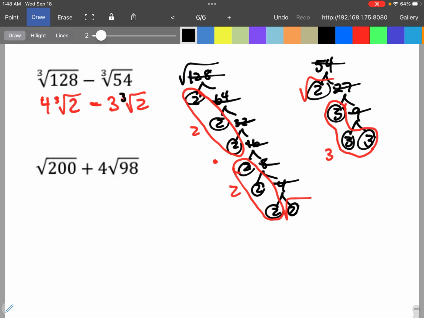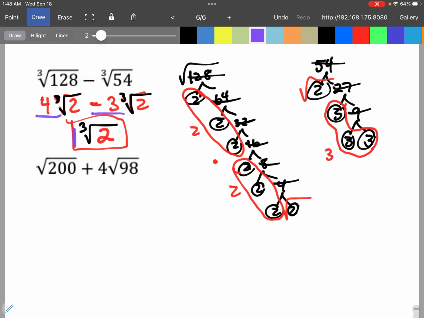Because my cube roots are the same, I can go ahead and do my math right here. 4 minus 3. 4 minus 3 is 1. My final answer. And yes, the 1 is extremely tacky. I just made it disappear, just like that. Come on, y'all. There's a 1 right there. Easy money. Easy money.